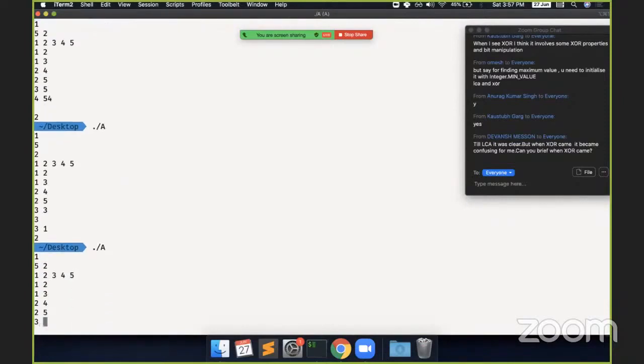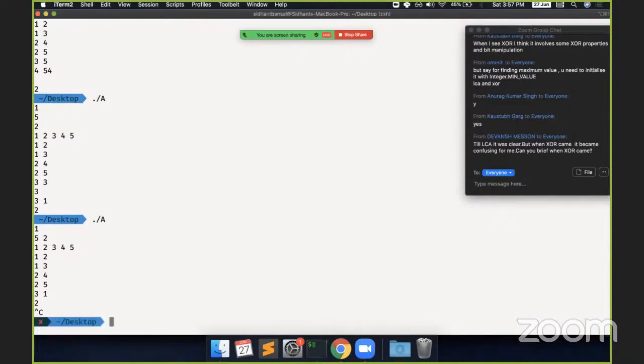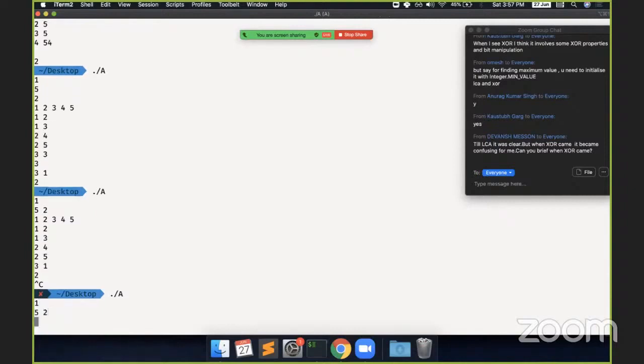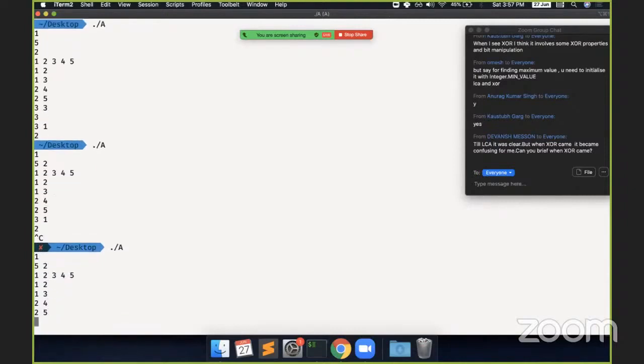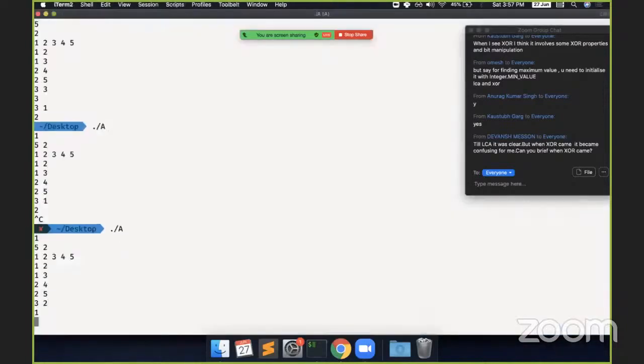Now let's say the query is from 3 to 1. I get 2, but actually the XOR should be 1 XOR 3, which should be 2. Oh, okay. So I got the correct thing. Sorry, my bad. So I'm getting the correct thing for 3 to 1, and for 3 to 5, I'm getting the incorrect thing. Then 3 to 2, what am I getting? Am I getting 0? No, I'm not getting 0. Okay, so there is some bug.